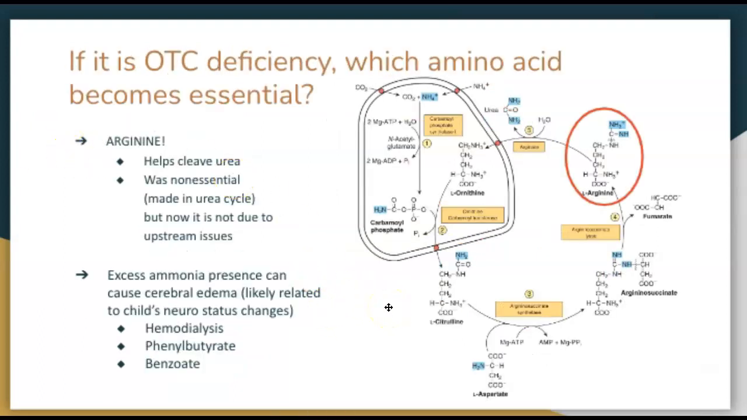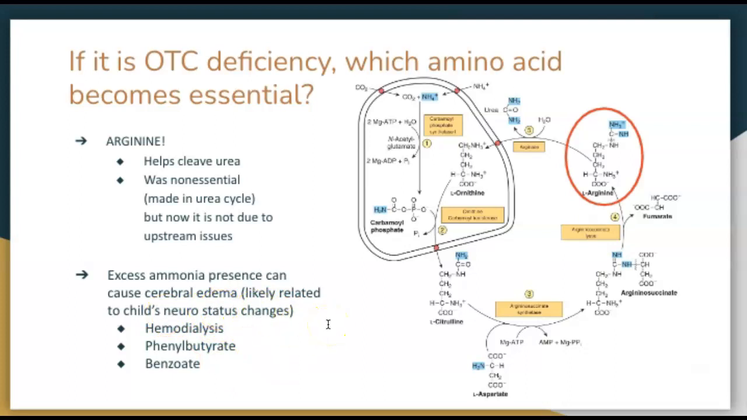Okay, so if it is an OTC deficiency like I was thinking, which amino acid becomes essential? So here it's going to be arginine, and this is kind of what I was talking about before with the supplementation being effective here. Essentially, the arginine was non-essential because through the urea cycle, our body was making the amino acid. But now, if we have an upstream issue, then we're not making the arginine. So then it would be required for our body to start taking that or supplementing it to be able to still effectively cleave urea.